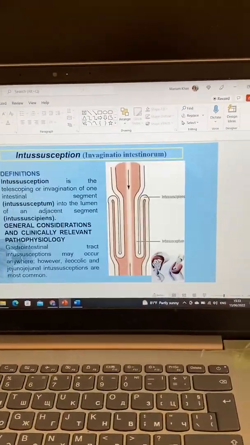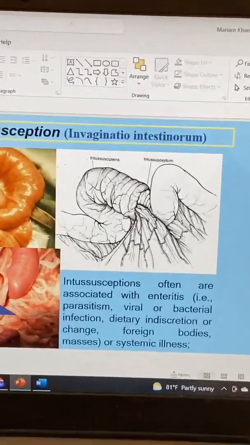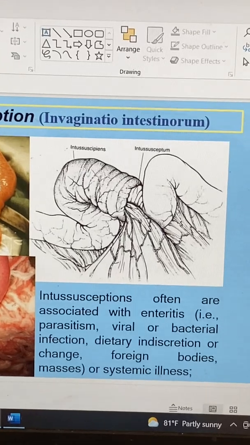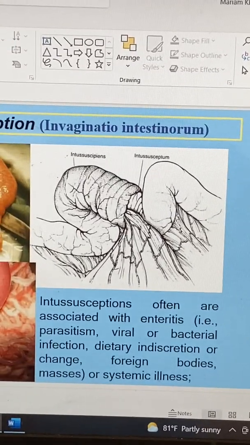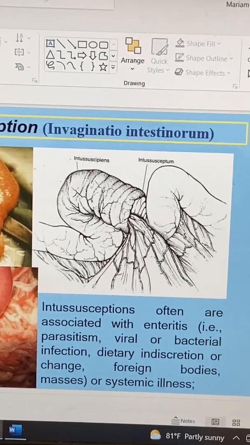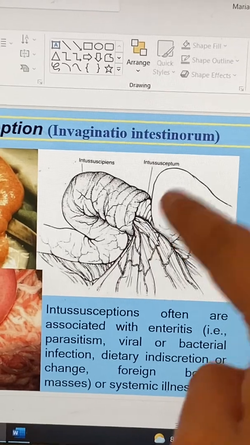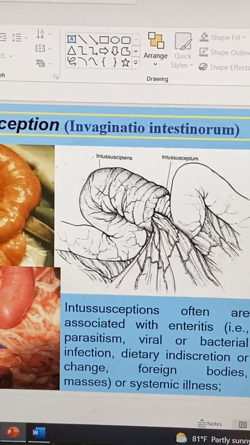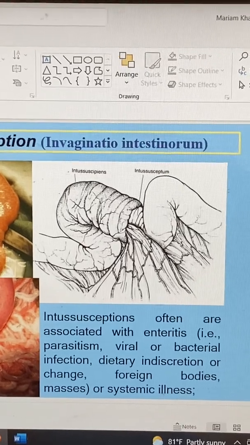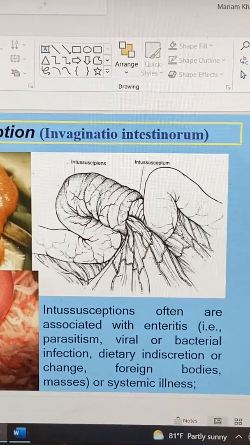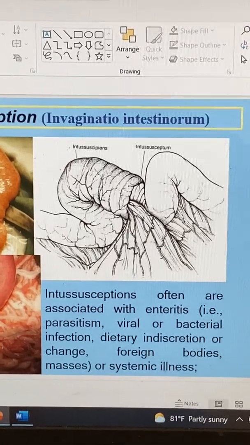Let's see. Okay, there we go. This is a very good picture, I think. Anyway, intussusception is where you have an internal segment invaginating into the adjacent segment's lumen. So you can see, for example, this is going into this. That is not normal. Basically it's caused again by infections leading to enteritis, so intestine infection, parasites, dietary indiscretion, and foreign objects. So the etiologies are volvulus, torsion.